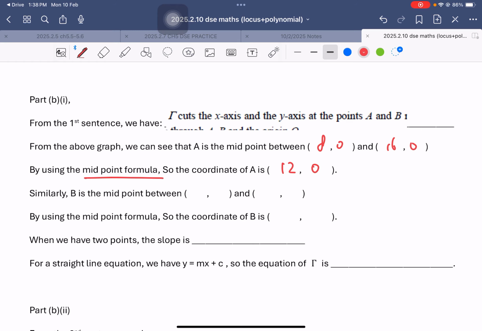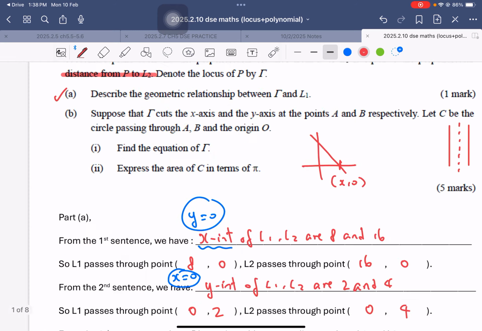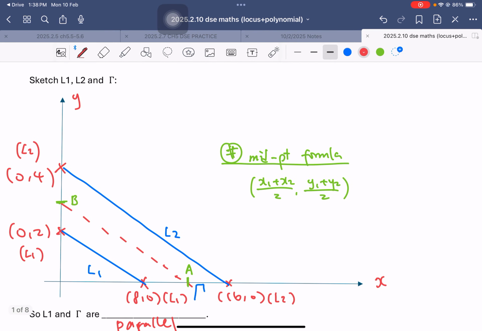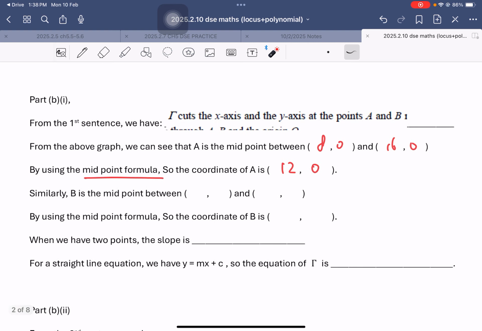Similarly, point B is the midpoint between which 2 points? (0, 2) and (0, 4). So by using the midpoint formula again, we can say the coordinates of B are going to be (0, 3).